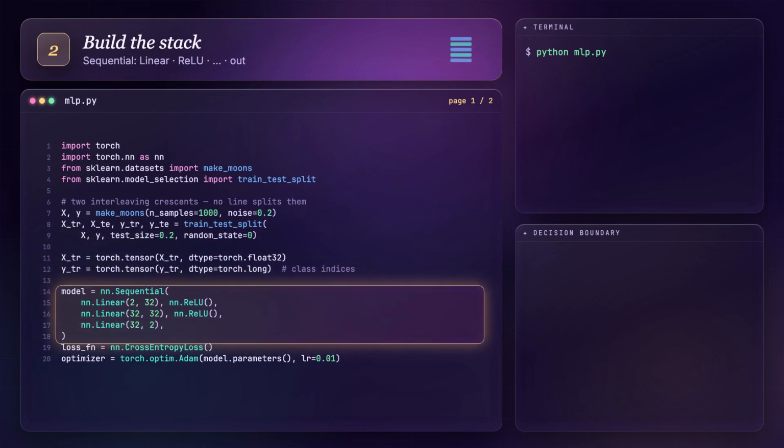The model. This is the Lego tower, nn.Sequential, and inside it Linear 2 to 32, ReLU, Linear 32 to 32, ReLU, Linear 32 to 2. Two features in, two logits out, two ReLU kinks in the middle doing the bending. One line of code, a whole network.